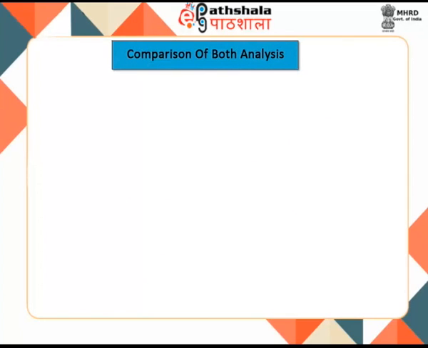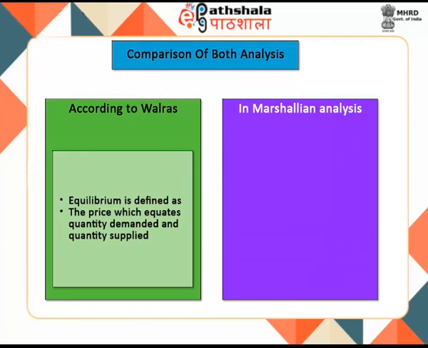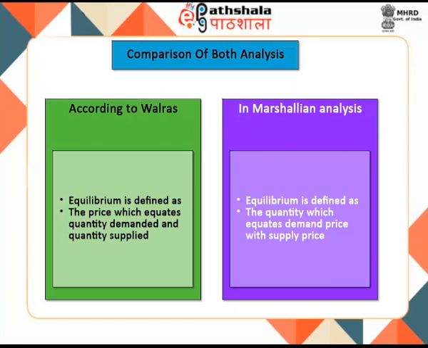Let's now compare both the analyses. It is clear that the conditions of stability given by Walras and Marshall are satisfied simultaneously if the demand curve is negatively sloped and the supply curve is positively sloped. According to Walras, equilibrium is defined as the price which equates quantity demanded and quantity supplied. In Marshallian analysis, equilibrium is defined as the quantity which equates demand price with supply price.